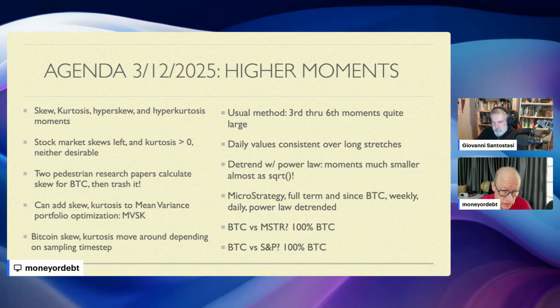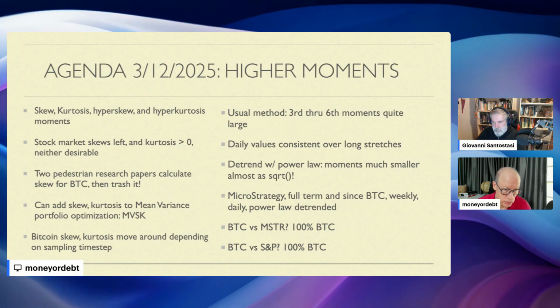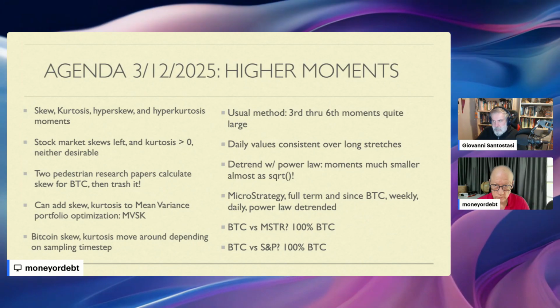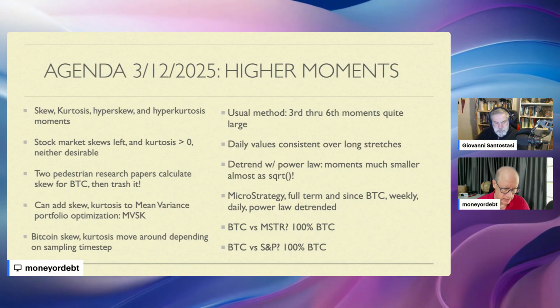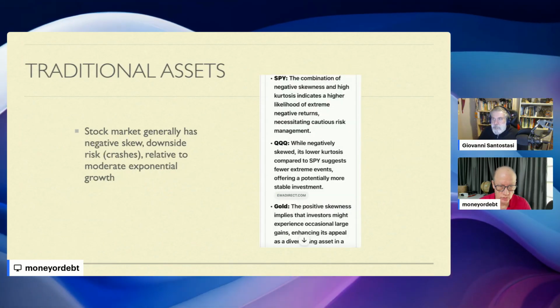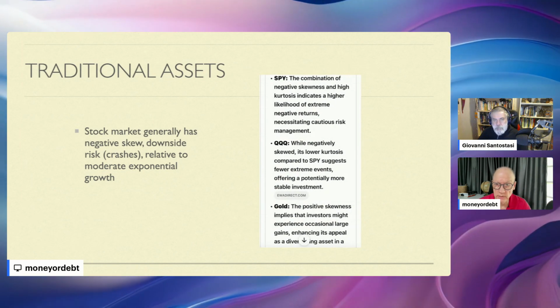But that's what this method shows. And with Bitcoin against the S&P 500, again, you end up with 100% Bitcoin, which is very different from what you see if you use the usual analysis that you find from many, many traditional finance sources that just look at the Sharpe ratios. And again, those are only the second moment.